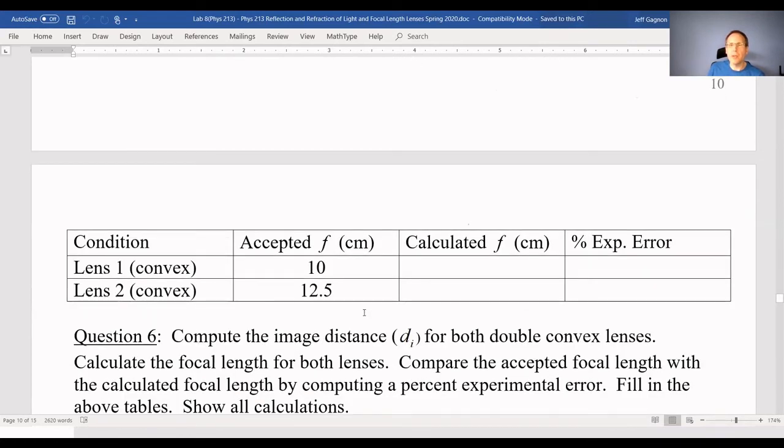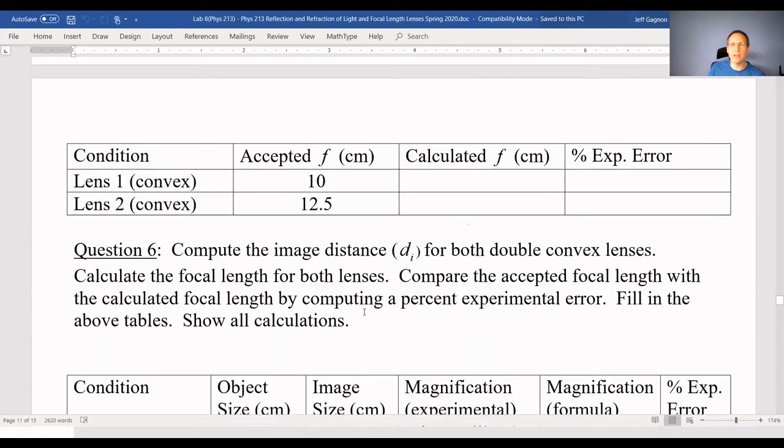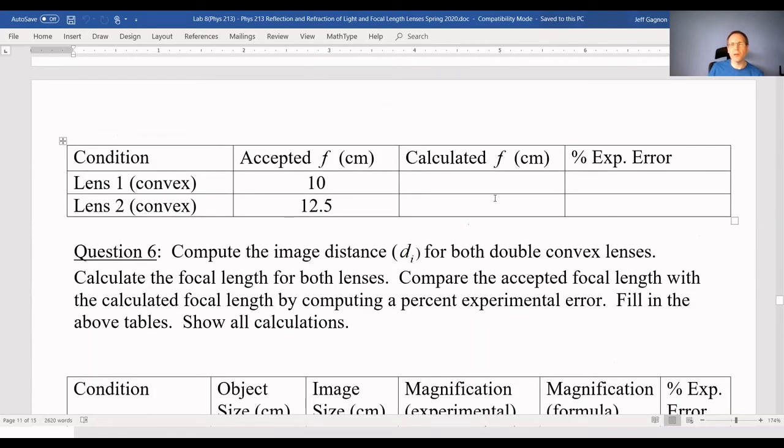So using the thin lens formula, you're going to calculate the focal length for both of those double convex or converging lenses. And then you want to compare what you got, your calculated value, to the accepted value of 10 and 12.5, by computing the 2% experimental errors. And again, show me these four calculations.